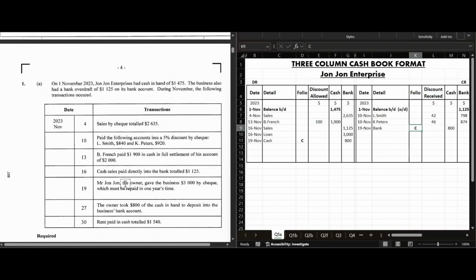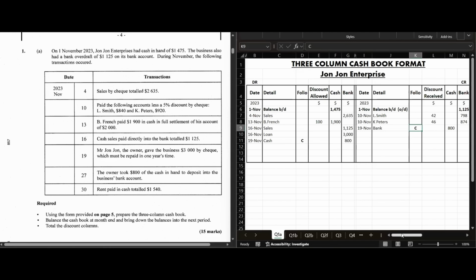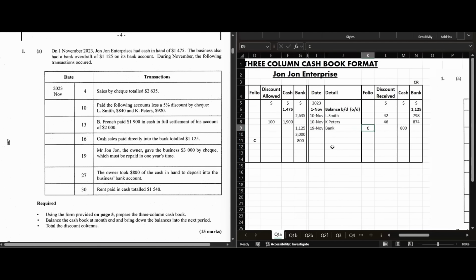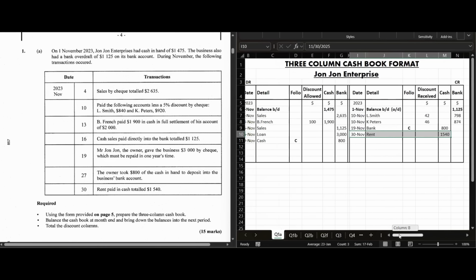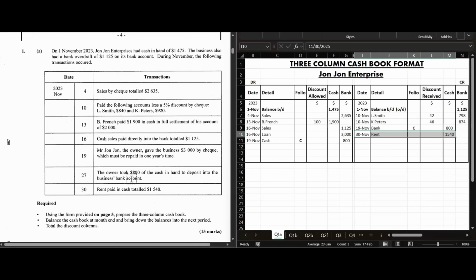Now on the 30th, rent paid in cash total $1,540. That is money being spent to pay our rent. Cash $1,540. Let's record that. Good job. Now these were the transactions that were recorded thus far. Now finally, we will balance the cash book and bring down the balances into the next period. So let's get that done.